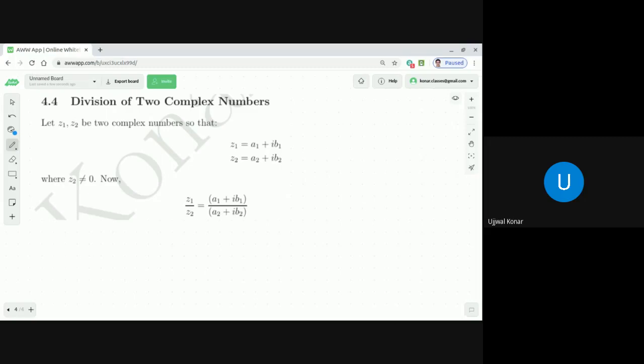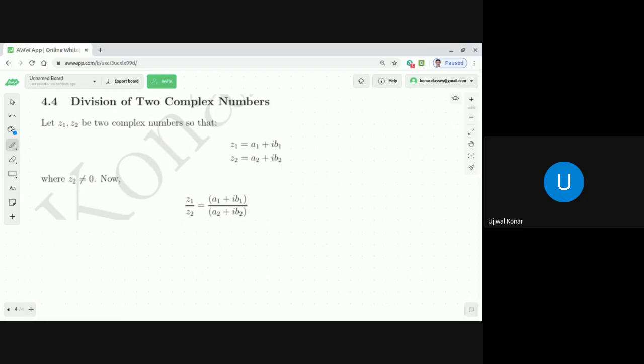Now what we just learned a few minutes back is that whatever z1 by z2 is, we need to represent it in the form of a plus ib. That means a real number plus i into another real number. How are we going to do this? Here we're going to apply the concept we used in the case of irrational numbers, you remember, dear students. When we get an irrational number in the denominator, what do we do? Rationalization, correct or not?